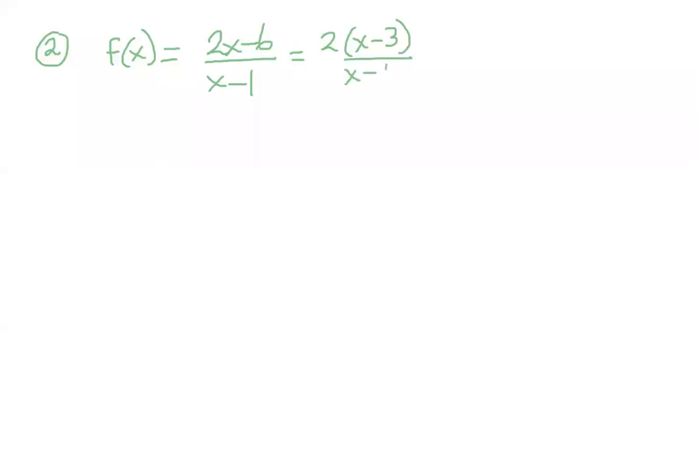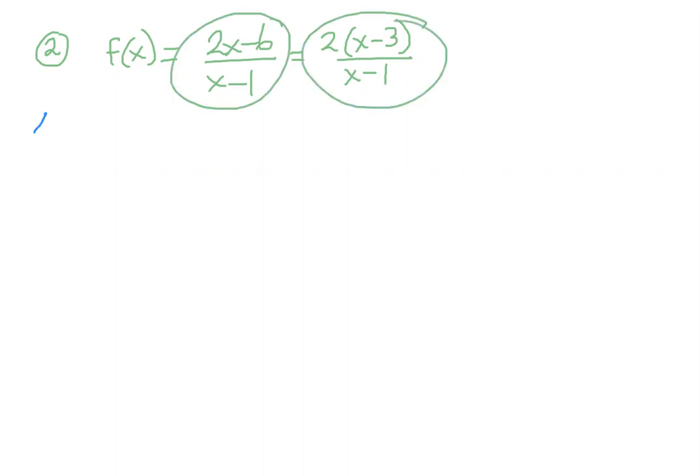All right, let's look at number 2. F of x equals 2x minus 6 over x minus 1. Okay, the first thing it says is to simplify. Can we simplify? Well, we actually can. We can take a 2 out of here. But in doing that, it doesn't help us. We can't simplify it any more than that. So it doesn't really matter if you leave it like this or if you leave it like this. You can do either one.